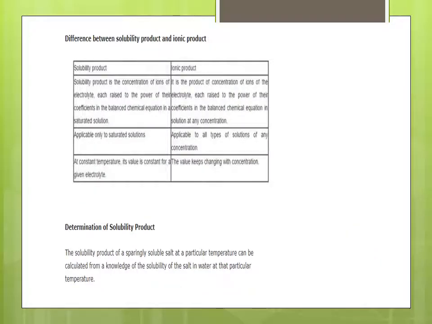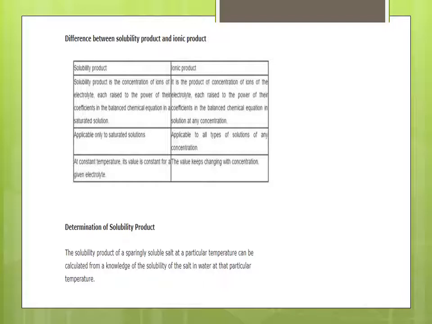Now, the difference between solubility product and ionic product. Solubility product is the product of concentration of ions of an electrolyte, each raised to the power of their coefficients in the balanced chemical equation, in a saturated solution. It is applicable only to saturated solution. At constant temperature, its value is constant for the given electrolyte.